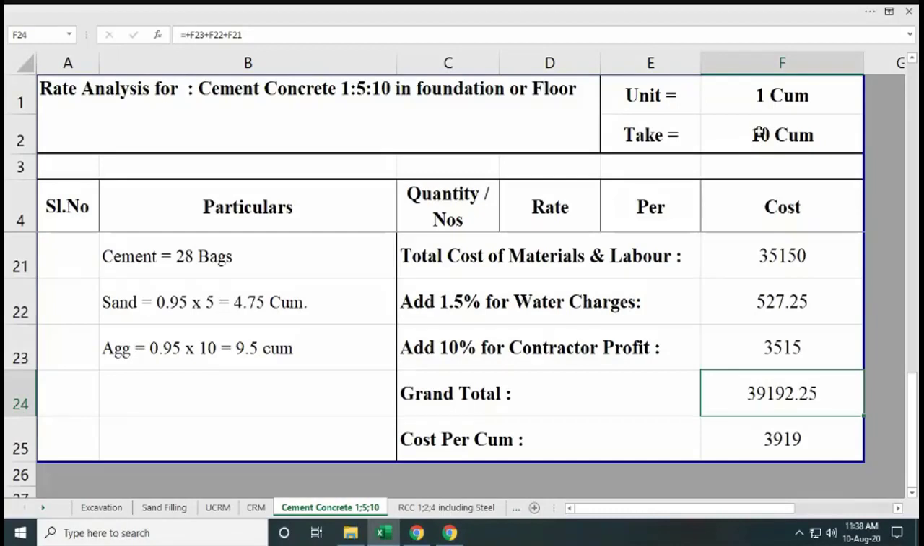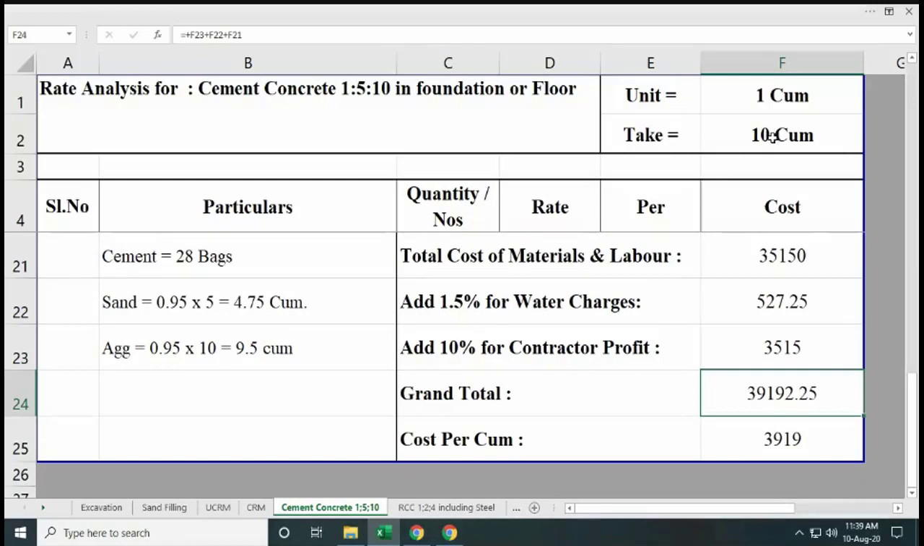Why 10? Because we have done the calculation for 10 cubic meters. Therefore, this will be divided by 10. It is 3919. That is the cost per cubic meter. Right? So generally, students do a mistake here.